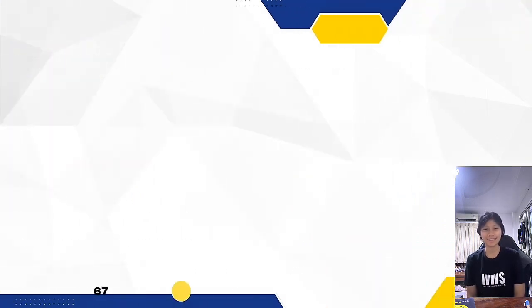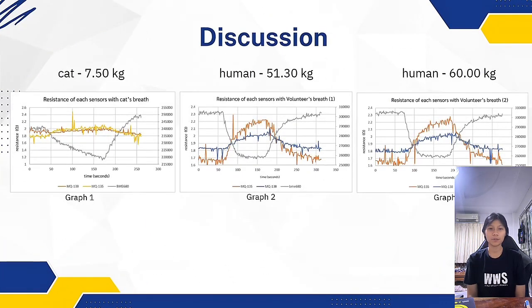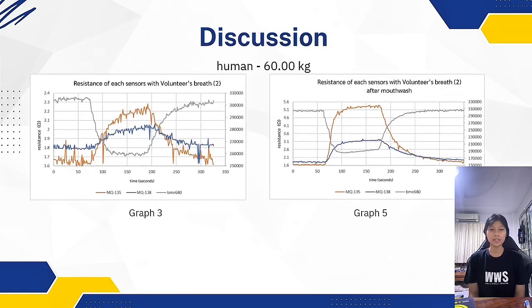Now, let's discuss. The sensors show distinct readings for different mass. The higher the mass, the more intense the graph becomes. They can also differentiate between different species and different mass of the same species. However, further experiments need to be conducted in order to find the pattern of each reading. As for the second part, the sensors can differentiate between a normal breath and an alcohol-influenced breath, with the MQ138 showing a higher peak and the BME dropping lower.